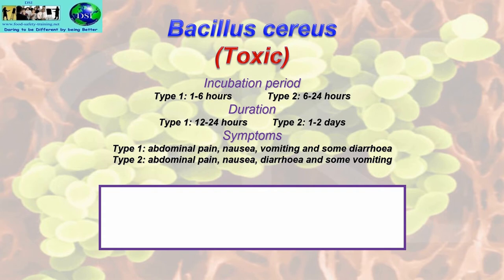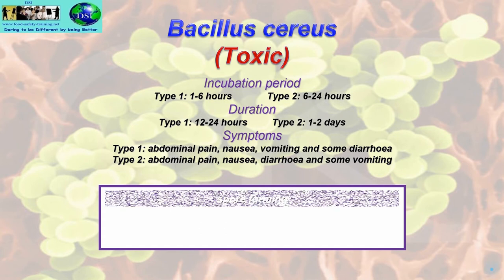Type 2, abdominal pain, nausea, diarrhea, and some vomiting. So, in effect, type 1 affects the top end of the body again, right down to the small intestine or down to the stomach. Type 2 affects everything then from the lower end of the intestinal system, i.e. the small intestine down through the large intestine. So you can see there's more diarrhea in type 2 and more vomiting in type 1.